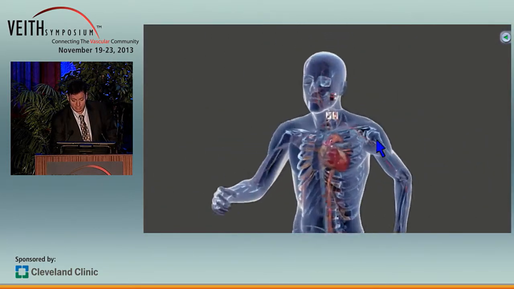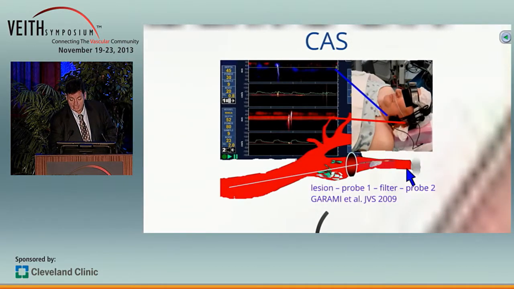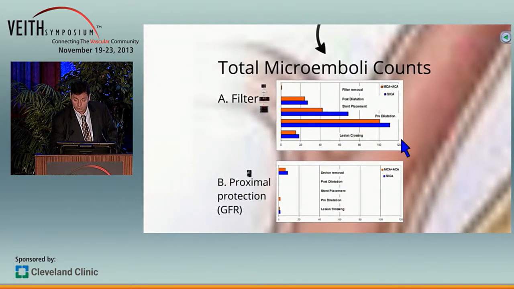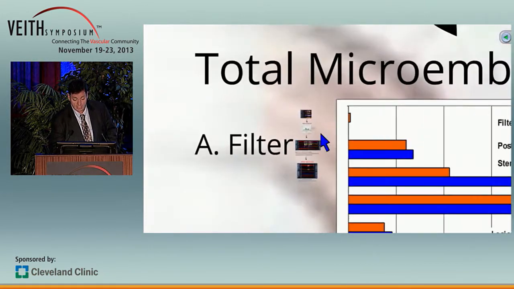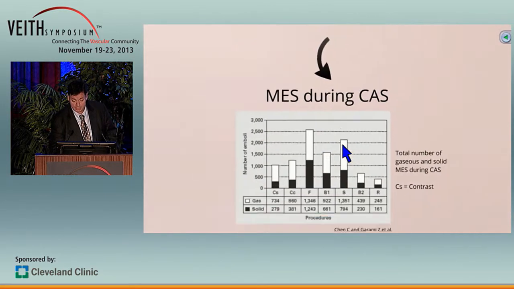The second part is what we see during carotid stenting. It was our idea to put 2 transcranial Doppler probes before and after the filter, so we can see how the filter is working. Disappointingly, 80% of the emboli can pass those filters. When you use proximal protection balloons, you may avoid all this embolization that you see when the stent is placed.